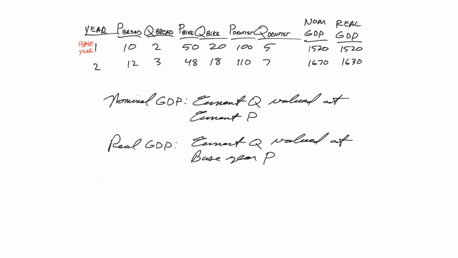And as we can see, now we know something. Real GDP went from 1,520 to 1,630. The only difference between those two numbers is quantity. The prices are the base year, so output did indeed go up. We call that economic growth. Now, we usually don't see these numbers. They're really big. This is in millions and billions, okay?